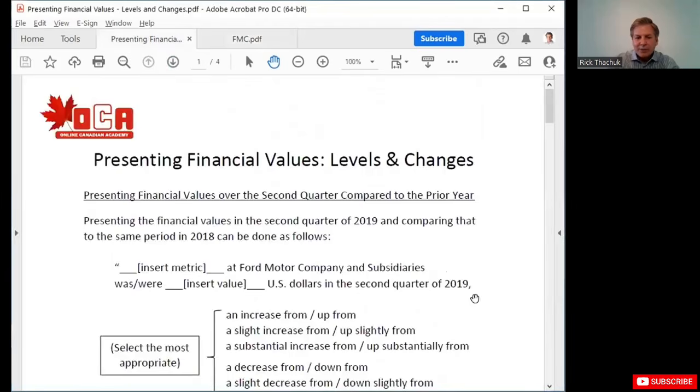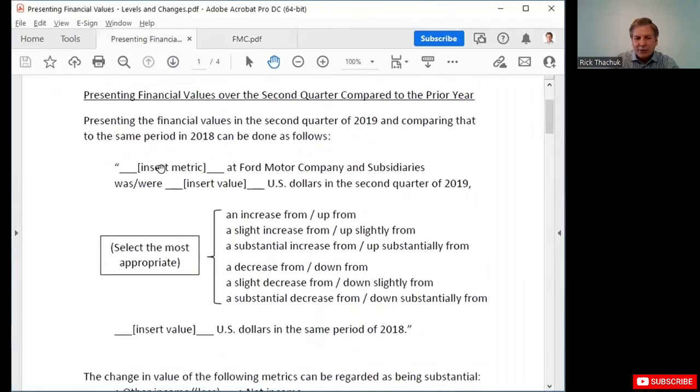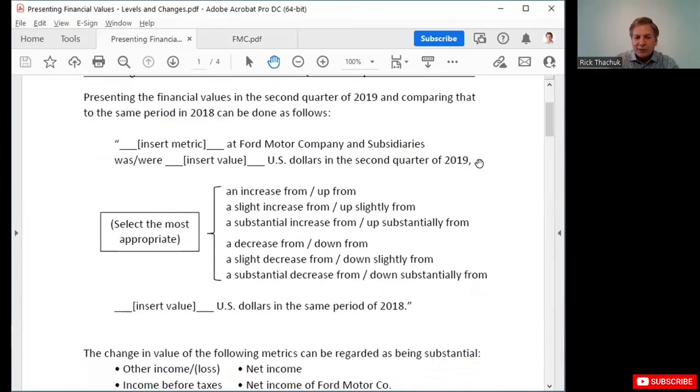Well, the first part, insert the metric at Ford Motor Company and subsidiaries was or were, and then we insert the value in the second quarter of 2019. That's exactly what we did in the prior lecture. That's just presenting the level. So we know how to do that pretty comfortably. But now we have to talk about the change.